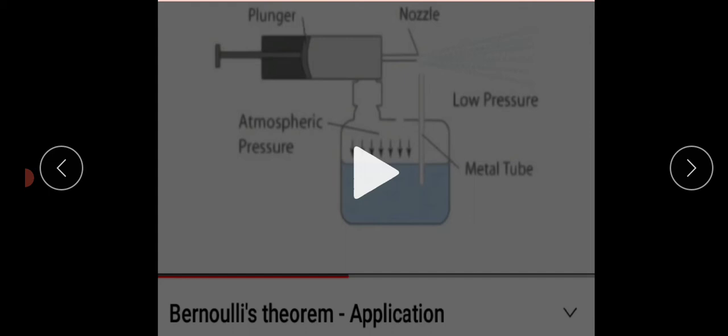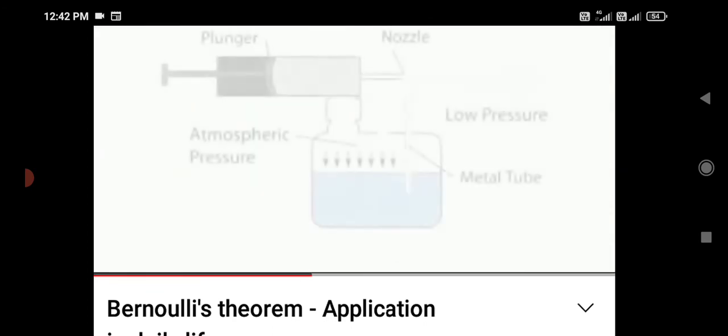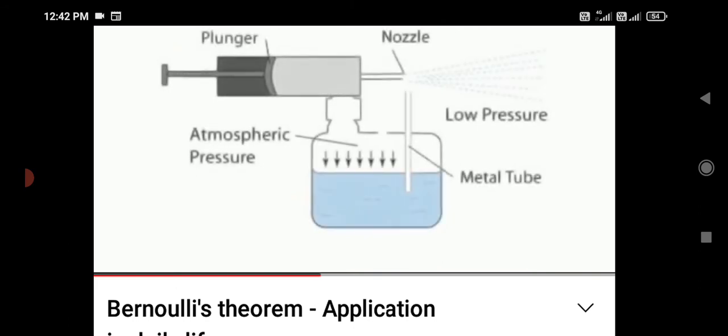Next, atomizer or sprayer. You know the scent bottles, sanitizer bottles, and even pesticide sprayers. So in all places nowadays sprayers are used. The sprayers break the liquid into droplets. Here in an atomizer, this is a tube, and one more nozzle is there. When the lift valve is lifted upwards, the liquid rushes up from the bottom and passes through the cylinder. Inside the tube, low pressure, high velocity. Atmospheric pressure is high pressure, low velocity.